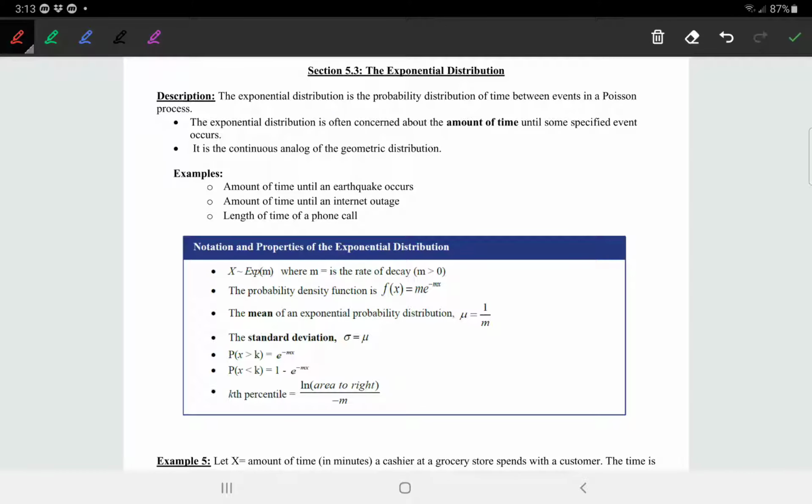The exponential distribution is a continuous probability distribution of time. This is a big indicator that we'll be using the exponential distribution. It's the time between events in what's called a Poisson process.